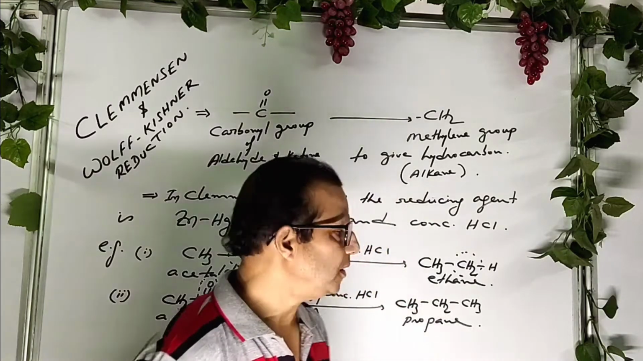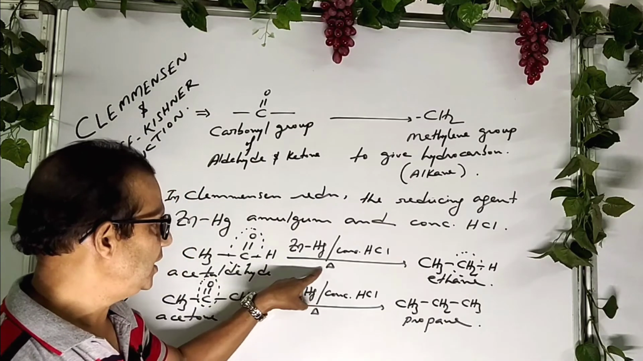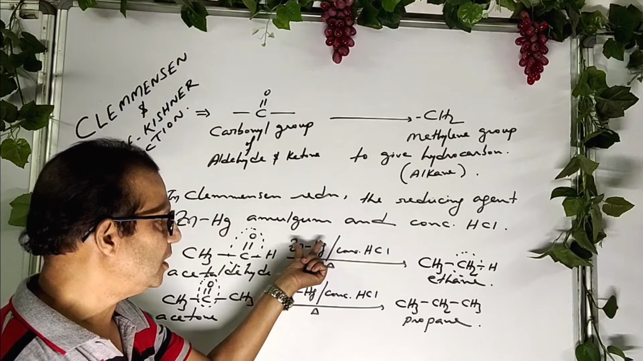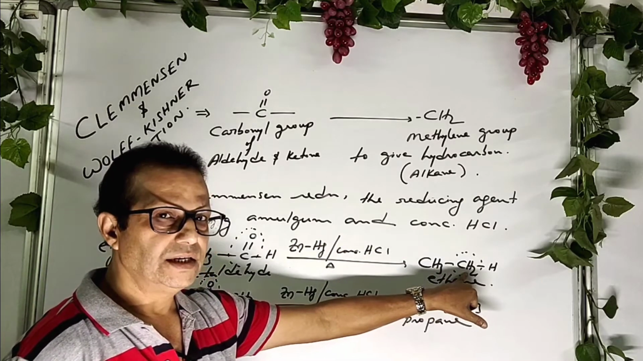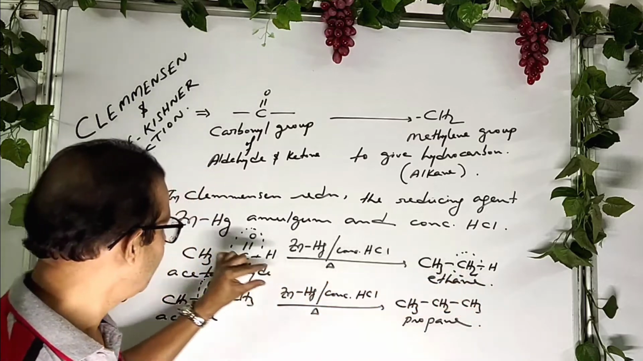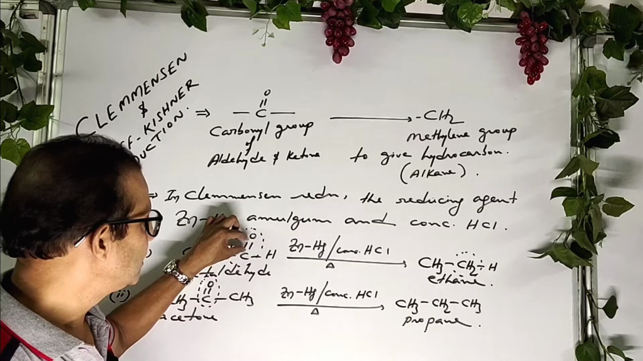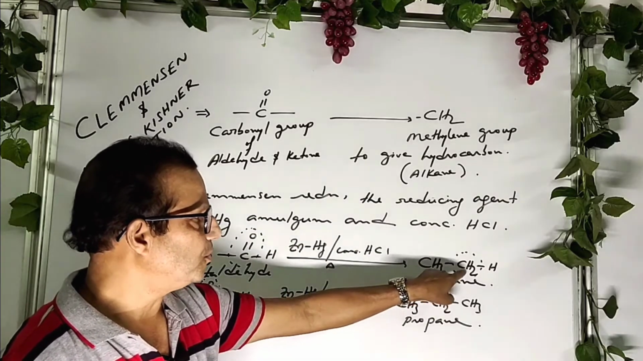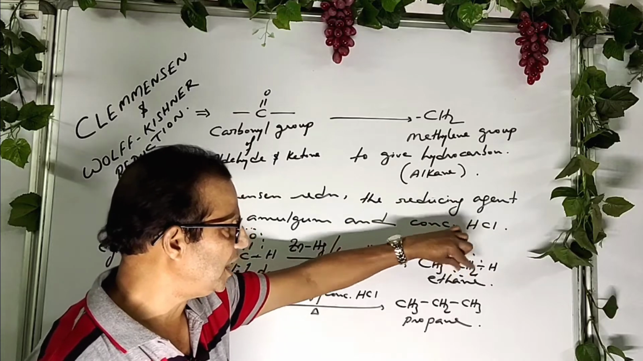For example, when acetaldehyde is heated with zinc mercury amalgam and concentrated hydrochloric acid, we get ethane. Just follow the technique. Just change the carbonyl group of the aldehyde into a CH2 group. You can add CH3, that is, ethane.